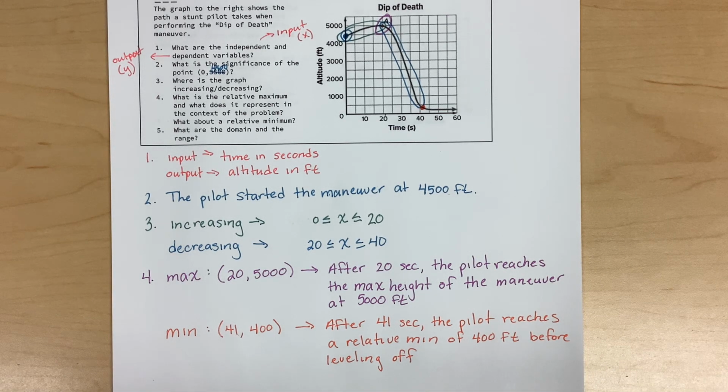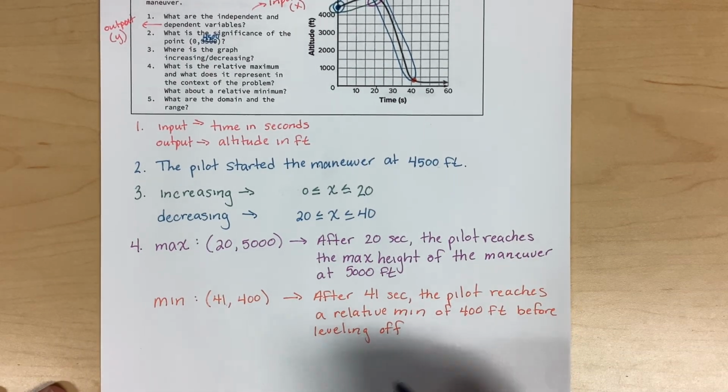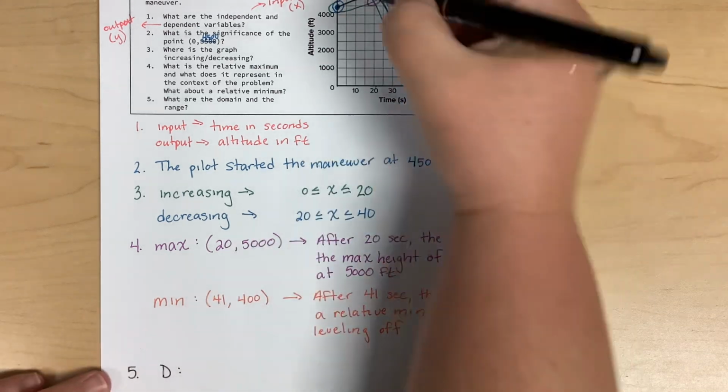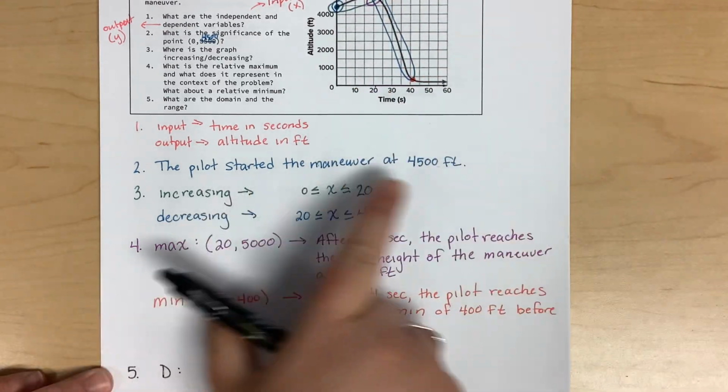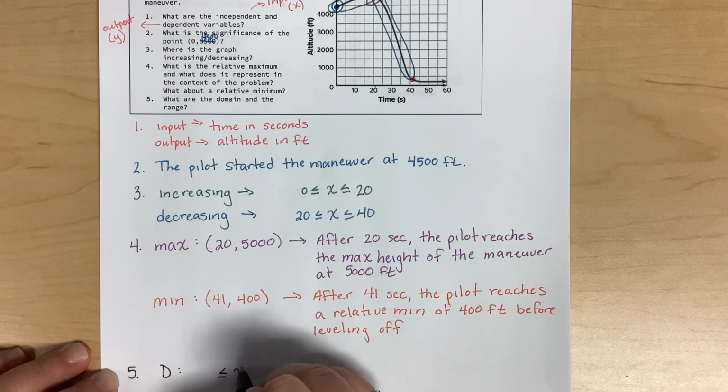All right, so remember, domain is talking about your x values, range, your y's. So here we go. Number 5, domain, and this is a continuous graph, so we are once again going to write it as an inequality like we did here. So for my domain, it's x in the middle.